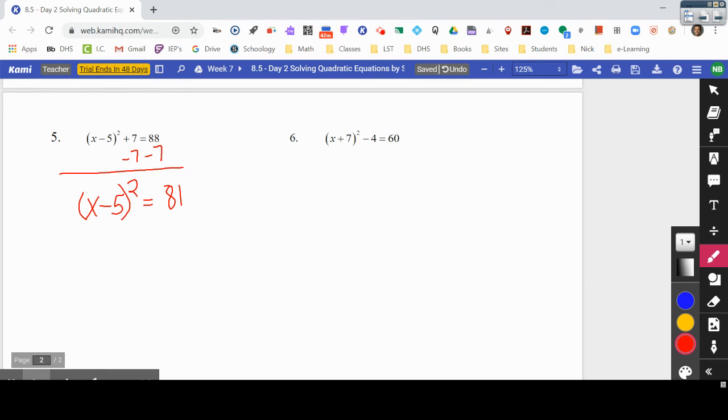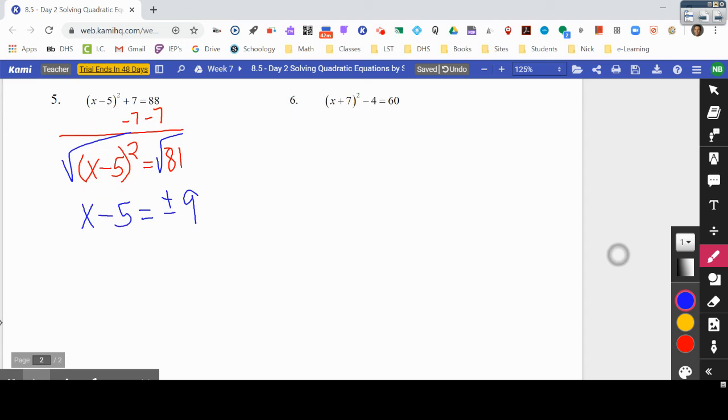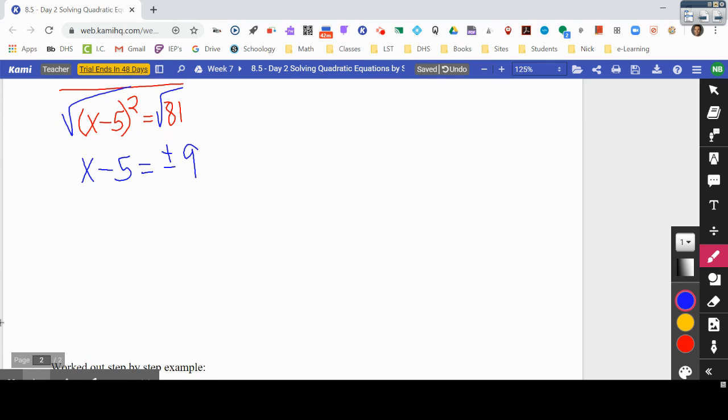All right, now I'm ready to take the square root of both sides, right? I take the square root of my left, I take the square root of my right. And when I do that, I get just x minus 5 is equal to plus or minus 9, right? The square root of 81 is 9. So now I'm ready to write my two equations and finish solving this problem. My first equation is x minus 5 is equal to positive 9, and x minus 5 is equal to a negative 9.